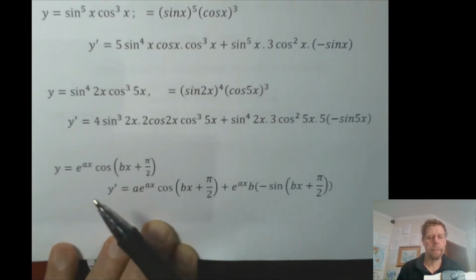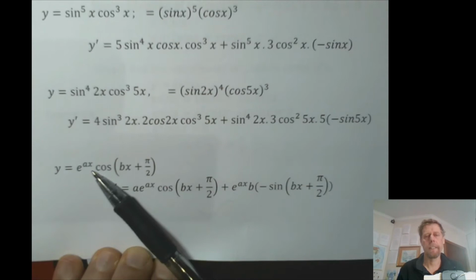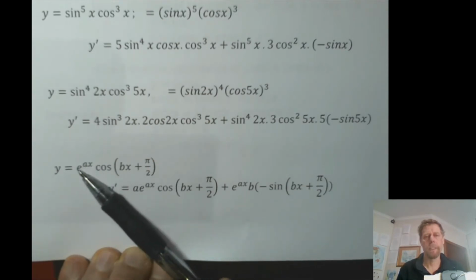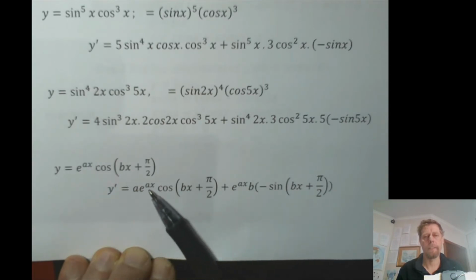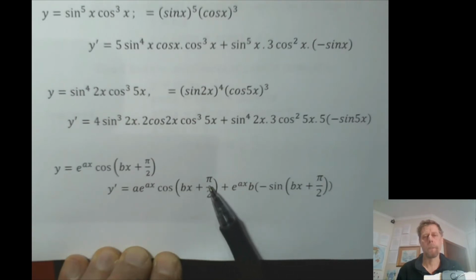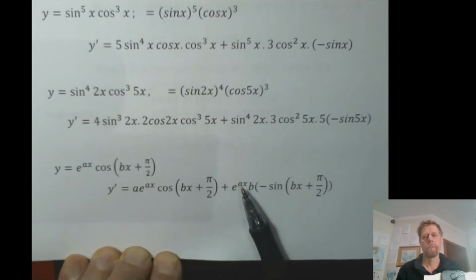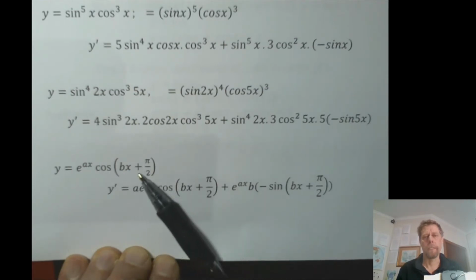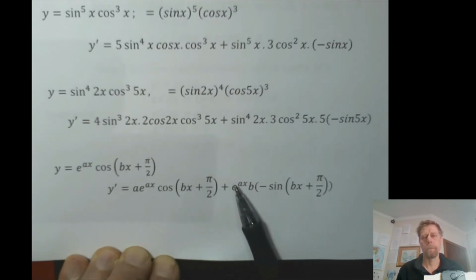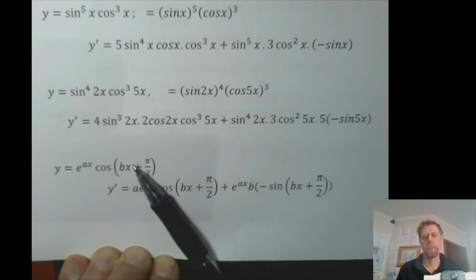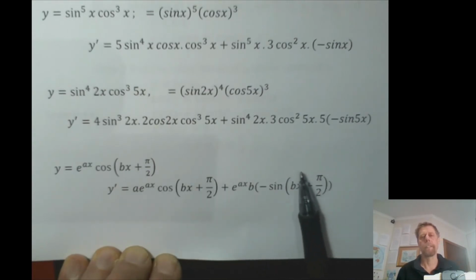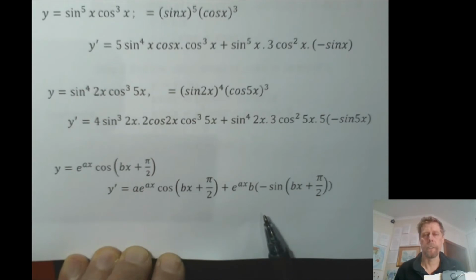Here's an example with the e to the x. So we have y equals e^(ax) cos(bx + pi/2). So y dash equals, well, differentiating e^(ax) gives you a e^(ax), and then the cos(bx + pi/2) remains just as it is, and then you leave the u alone, and now you need to differentiate your cos(bx + pi/2) term. So differentiate the inner part, you bring the b to the front there, cos goes to minus sin, and the inside of the sin just remains unchanged.